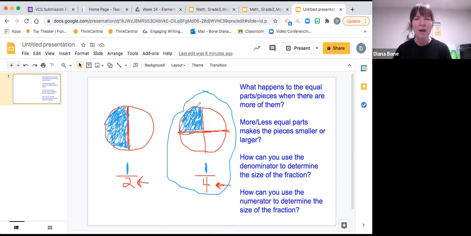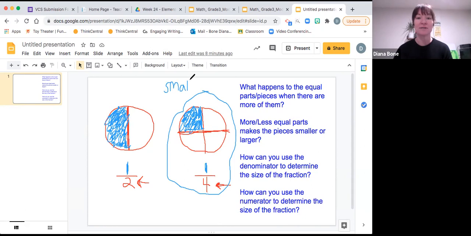I think there are so many of you out there that are starting to recognize, when we have more equal parts, what is happening to those pieces? So there are more equal parts in the pizza with fourths. They're both the same size pizza, right? The whole is the same, but there are 4 equal parts in this pizza and only 2 equal parts in this pizza. Oh my goodness. Look at these pieces. I can see it happening. When you divide a pizza into fourths, the pieces start to get smaller.